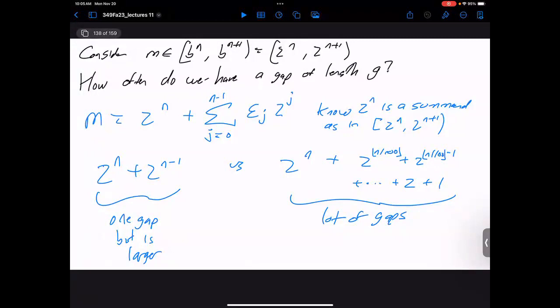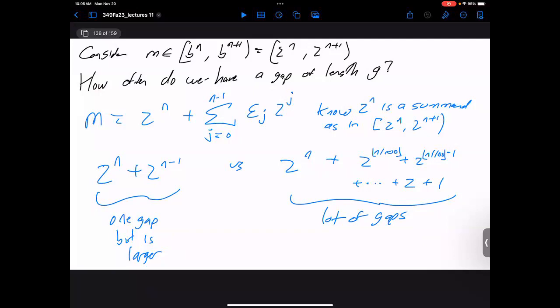It's possible to have very few gaps. I could have the number 2^n plus 2^(n-1), which would only have one gap. If I gave you the number 2^n, there would actually be 0 gaps. And then we just want to look at how many gaps do we have of a given length.